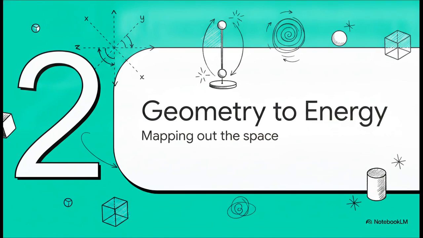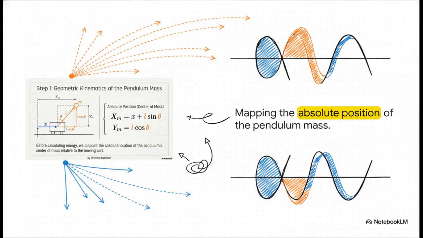Section 2. Translating geometry to energy. Before we can even start talking about velocity or energy, we absolutely have to lock down our coordinates. Look at how we map the absolute position of the pendulum's center of mass. Because our pendulum is literally pinned to a moving cart, its position out in the real world is a combination of two things. Its absolute horizontal position anchors dynamically to our moving cart's x-coordinate, plus the horizontal trigonometric component of the rod, which is L sine theta. The vertical position is much simpler, just L cosine theta. Boom. We now have a perfect geometric snapshot of the system.